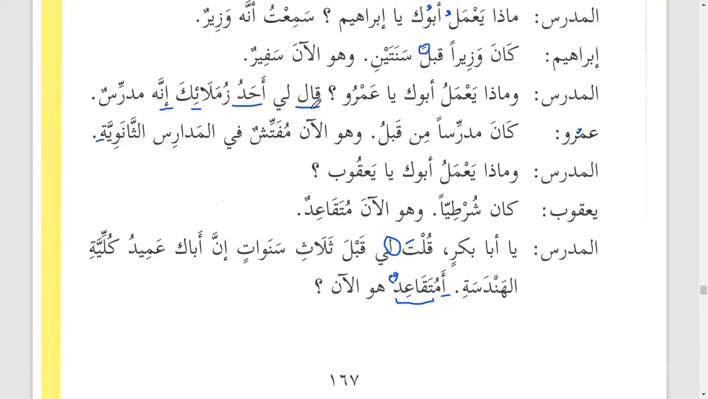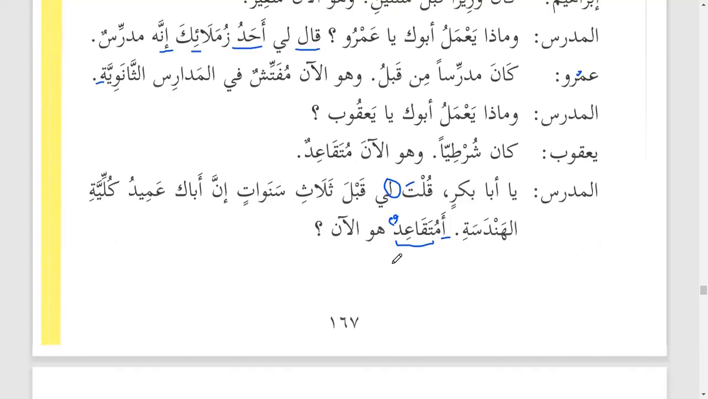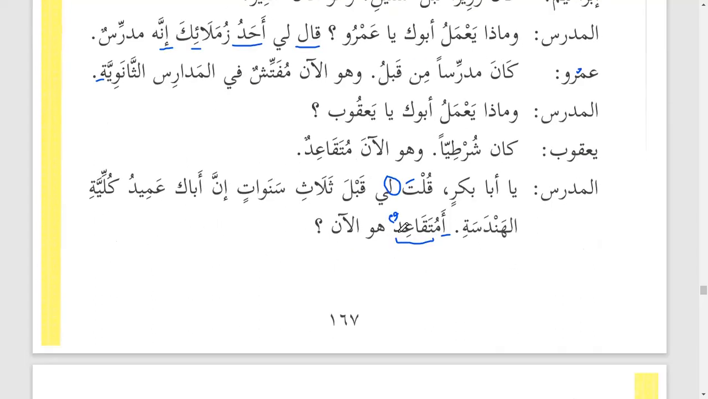For example, qala li, he said to me. Qulta li, you said to me. Aqulu lak, I say to you, right? Taqulu li, you say to me. So whether it is present or past, after that we have to use li or lak. Qala Yusuf li akhihi. Li akhi, to his brother. Okay.